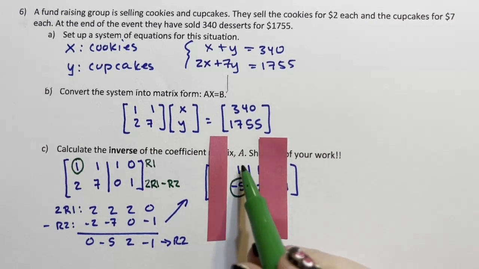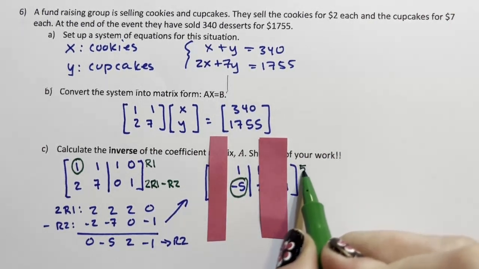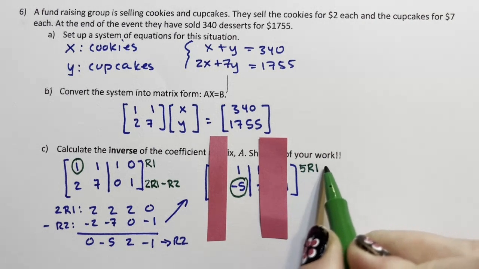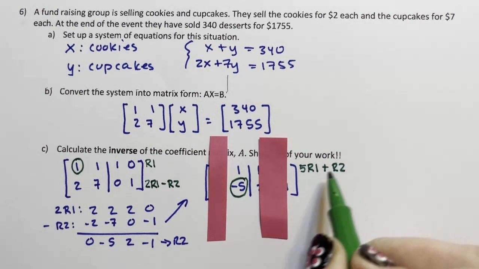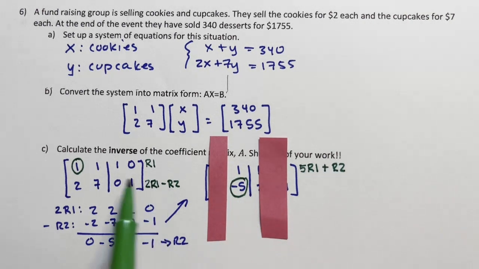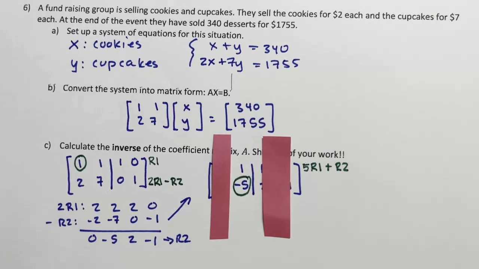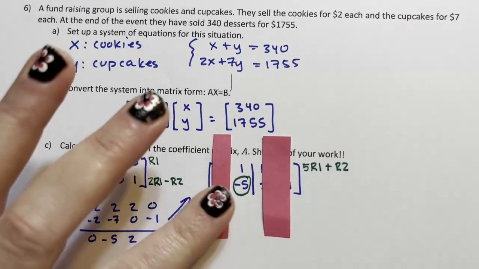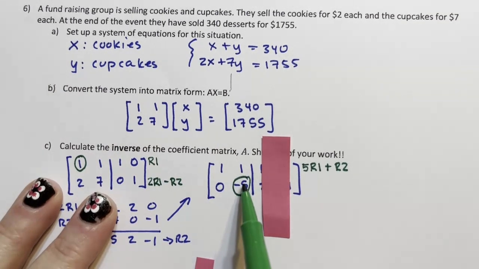So if I want to get this to be a 0, I'm going to do 5 times row 1 plus row 2. I'm going to add this time because the signs are different. I subtracted here because the signs were the same. Now, I do want this to be an identity matrix, 1, 0, 0, 1.